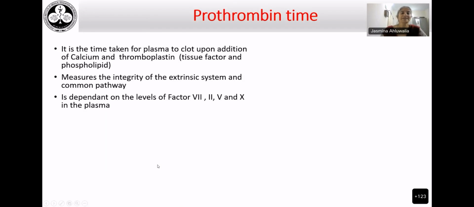So coming next to the first test, which is the prothrombin time. This is the time taken for plasma to clot upon addition of calcium and thromboplastin. Thromboplastin is the tissue factor which is present normally in the vessel wall. Here we'll have to add it from outside, and we'll also have to add phospholipid. This test measures the integrity of the extrinsic system and the common pathway. So the prothrombin time is dependent on the levels of factor 7 and the common pathway factors 2, 5, and 10 in the plasma.